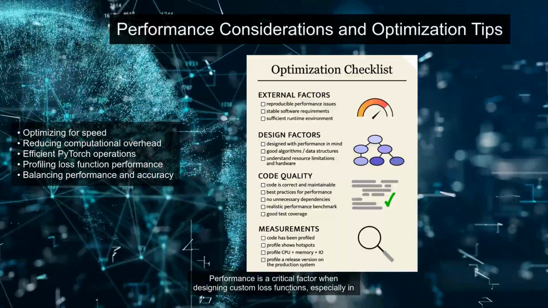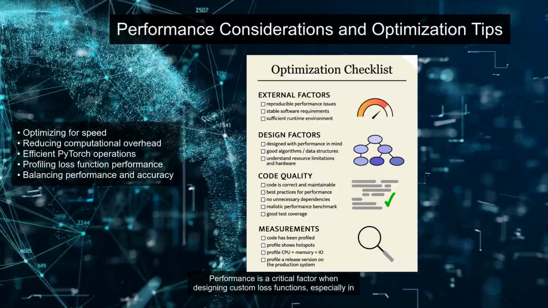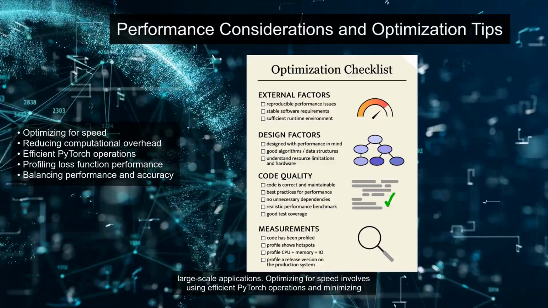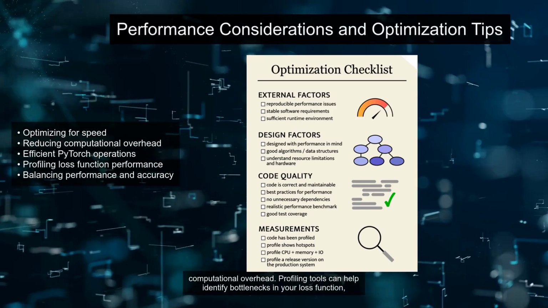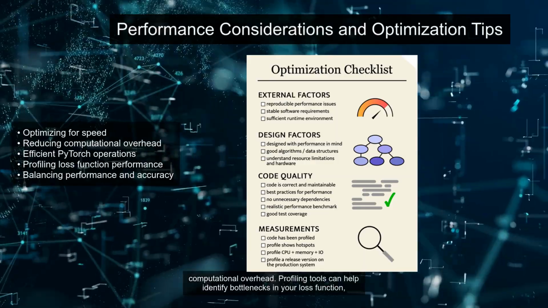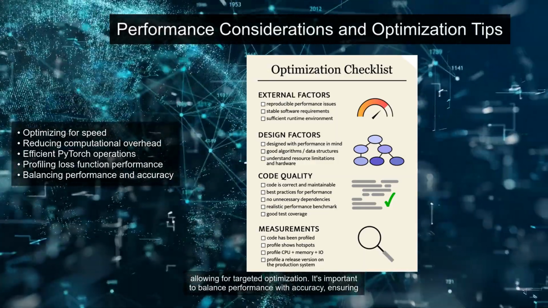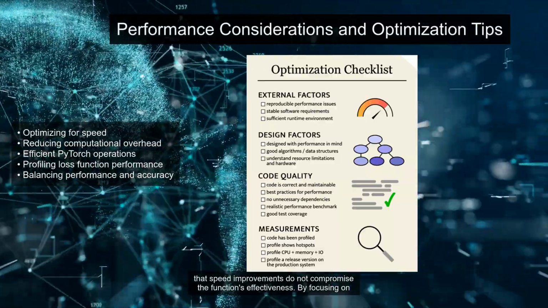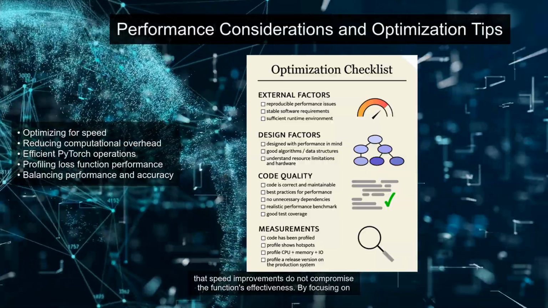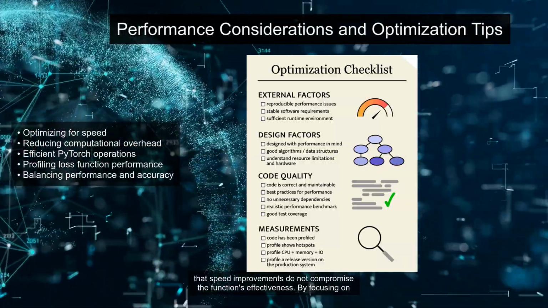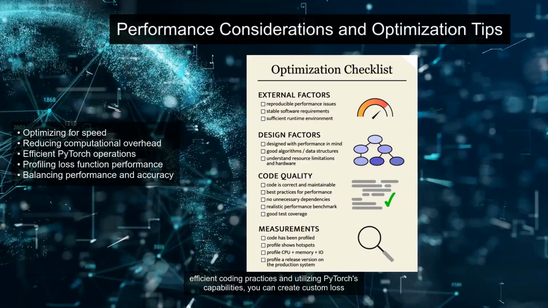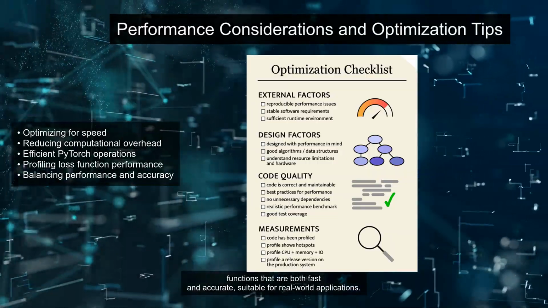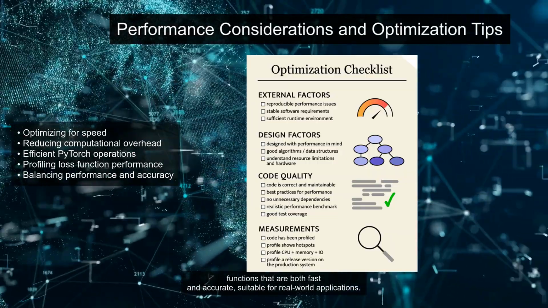Performance is a critical factor when designing custom loss functions, especially in large-scale applications. Optimizing for speed involves using efficient PyTorch operations and minimizing computational overhead. Profiling tools can help identify bottlenecks in your loss function, allowing for targeted optimization. It's important to balance performance with accuracy, ensuring that speed improvements do not compromise the function's effectiveness. By focusing on efficient coding practices and utilizing PyTorch's capabilities, you can create custom loss functions that are both fast and accurate, suitable for real-world applications.